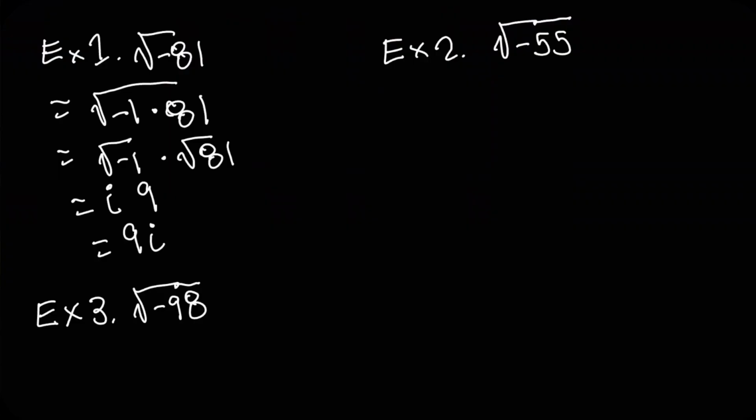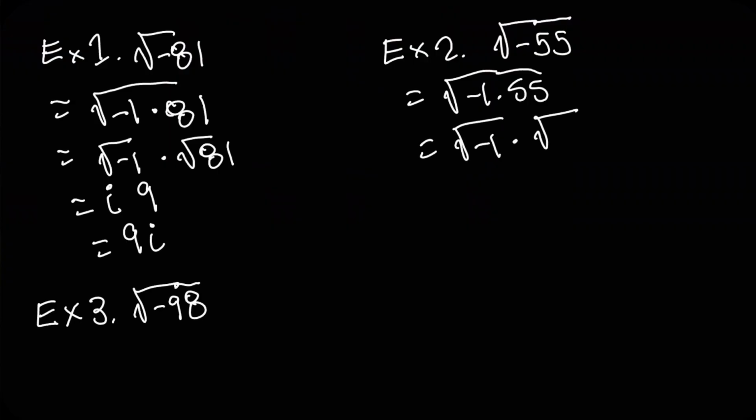Okay, so for example number 2, again, let's break this apart. Square root of -1 times 55, which is also equal to the square root of -1 times the square root of 55. Again, we know that the square root of -1 is equal to i, so we can say i, and then we cannot further reduce the square root of 55, so we can just leave it as the square root of 55.